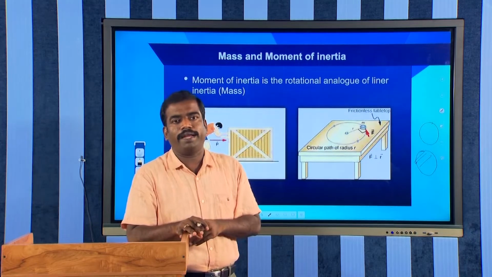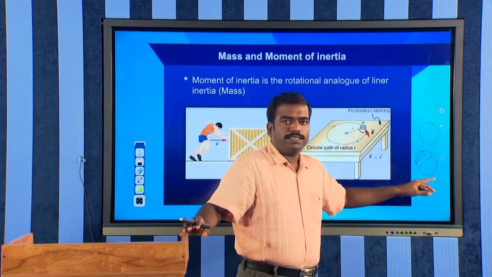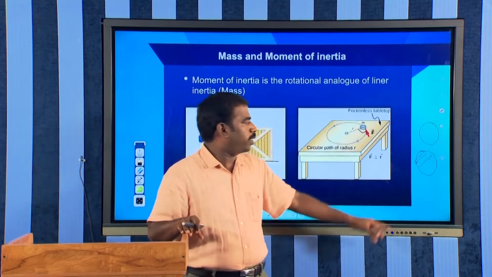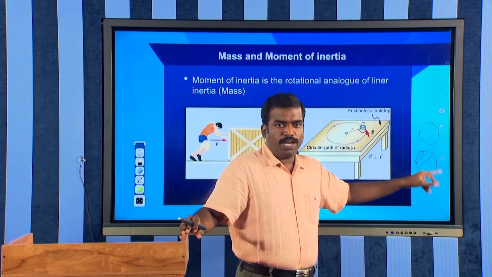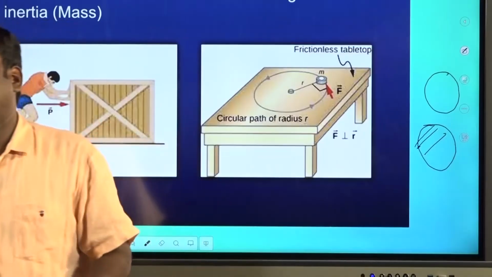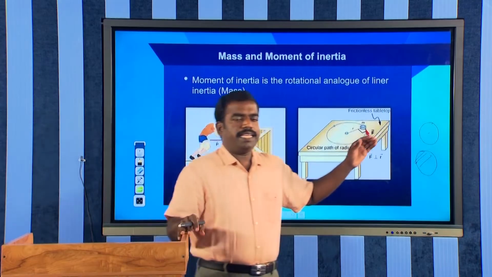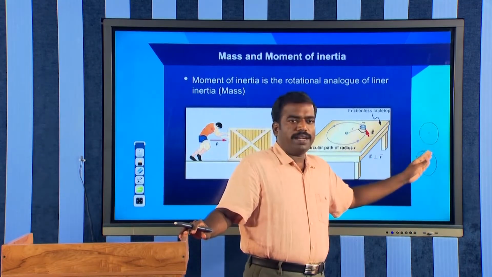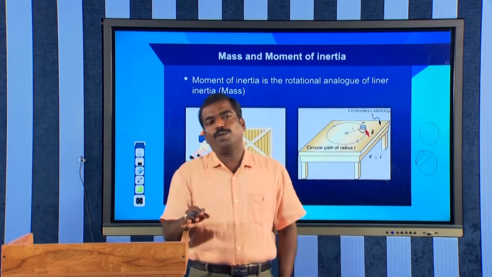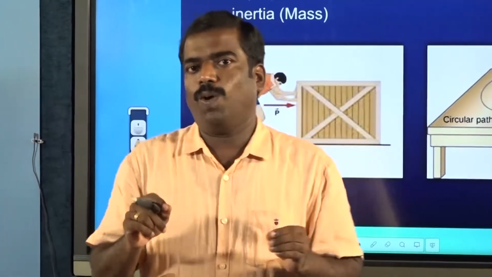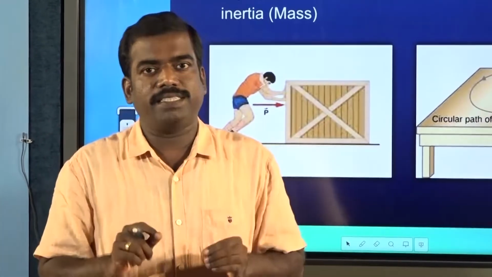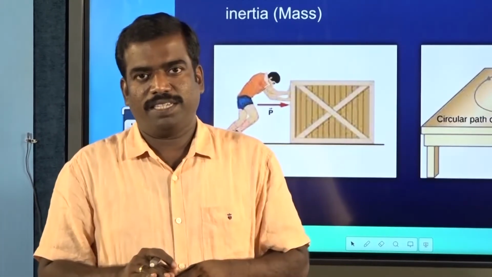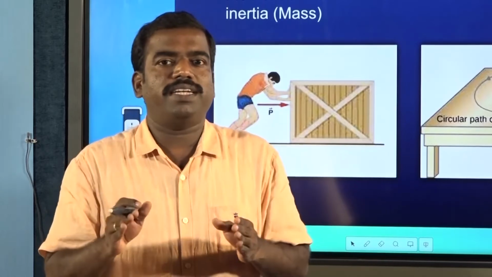Bangle is an example for a ring. But in the disc, the mass is uniformly distributed over the surface. Now you please say which one will have more moment of inertia. In the case of the ring, the mass is distributed at a particular distance. So the moment of inertia of the ring is more when compared with a disc of the same mass. The mass is the same, but the moment of inertia is different.